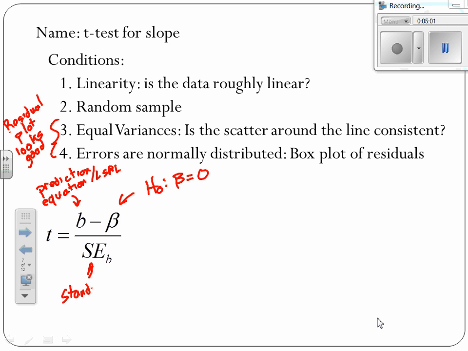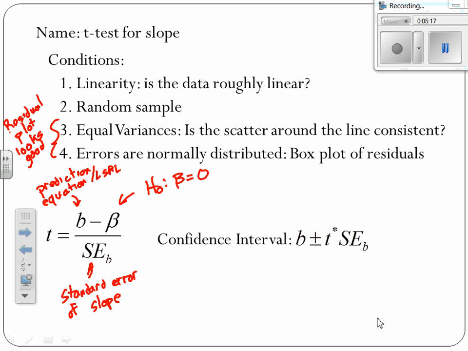And really what you're looking at there is they've already done all the dividing by square root of something, or they've already done all the work underneath. They're just going to kick back a number. So there's your standard error of the slope.